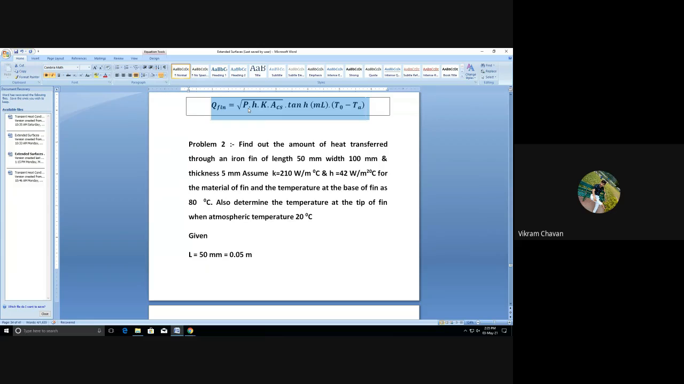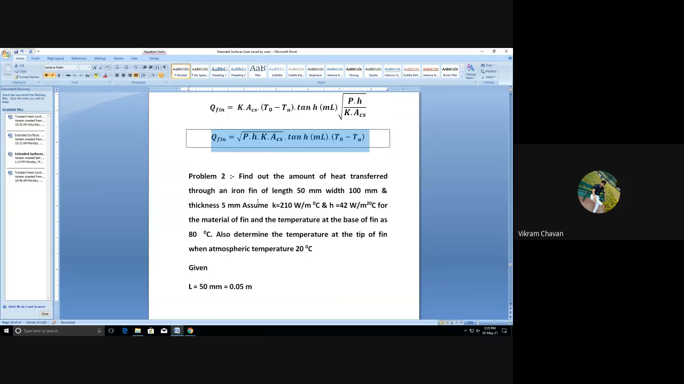And then cross section area we need to find out. The cross section area of a fin is B multiplied by Y, that is width multiplied by thickness. And hyperbolic of M, we need to find out the M value. M is nothing but the square root of H multiplied by P divided by K multiplied by ACS. And the other values T naught, TA, H, K are the given quantities, so the values we require in this formula we have to determine initially.